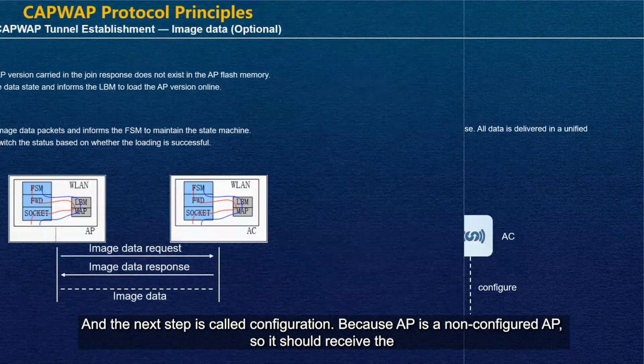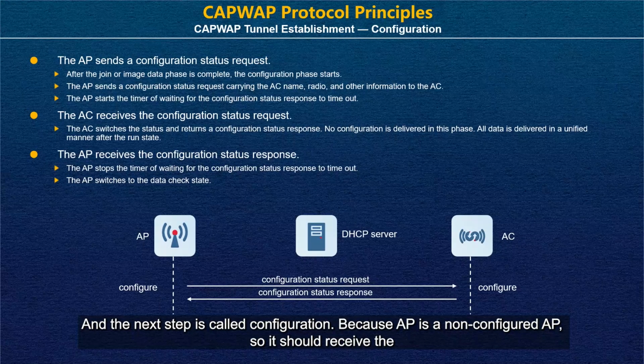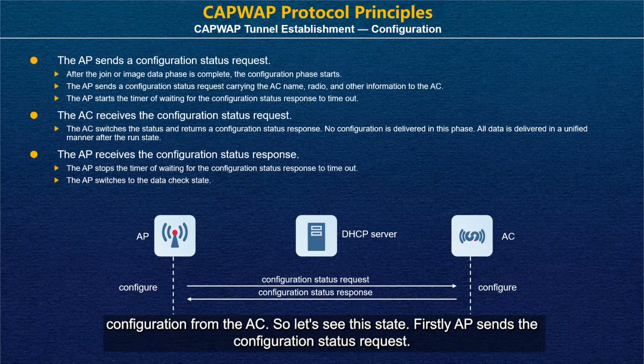Okay, and the next state is called configuration. Because the AP is a non-configured AP, it should receive the configuration from the AC. So let's see this state.